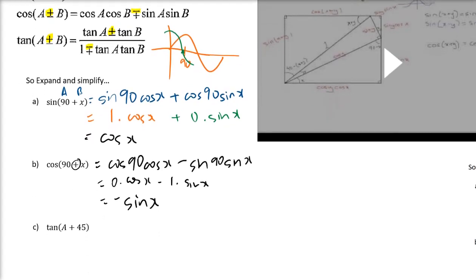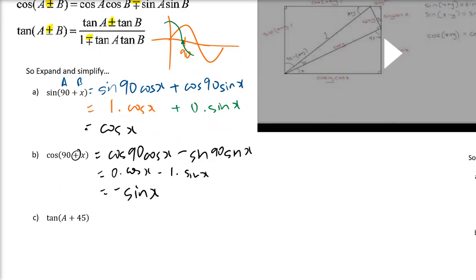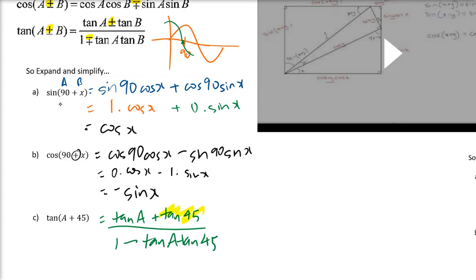Okay, and so tan now, again, we're just trying to use them all, so I'm just going to show you. That's going to be the tan of A plus the tan of 45 all over 1 minus the tan of A, tan of 45. Now hopefully you are aware that tan of 45 is 1, so that's the same as tan A plus 1 over 1 minus tan A. Okay, that's sort of what we're doing.